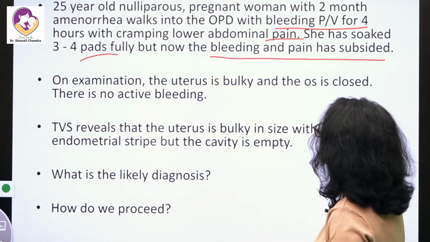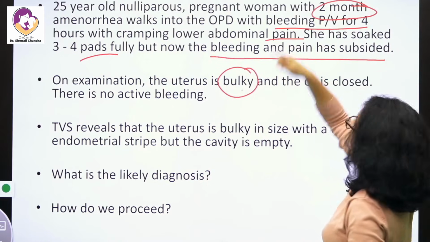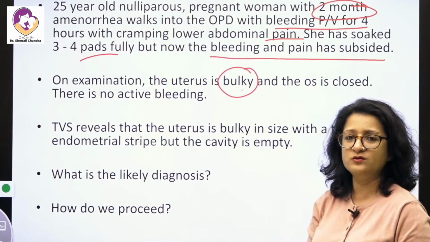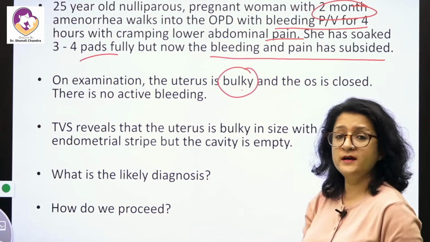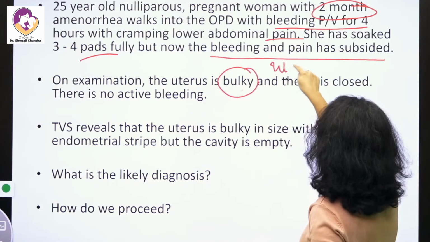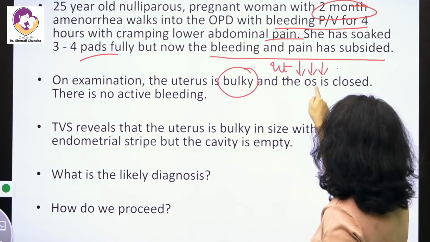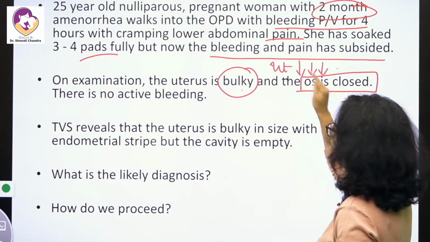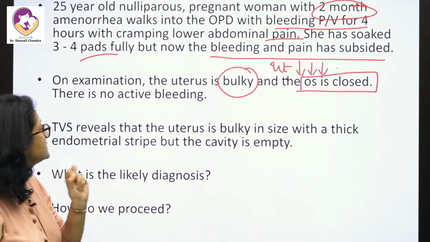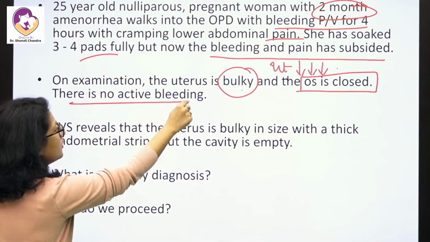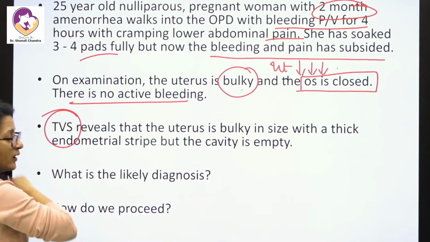On examination, the uterus is bulky. She has a 2-month period of amenorrhea, so somewhere around 6 to 8 weeks maybe, but the uterus is not corresponding in size. The size of the uterus is decreased as compared to the period of gestation. The os here is closed, okay, so that is the differential point here, that the os is closed and there is no active bleeding. So of course, what do I want to do next?